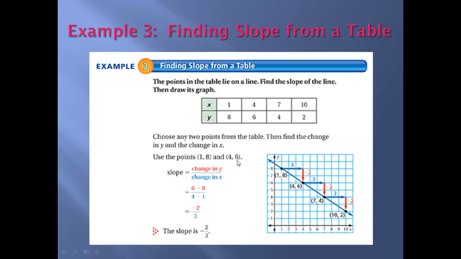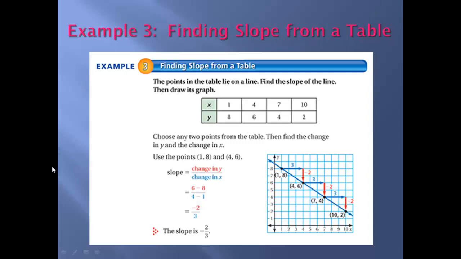The 6 is the y value in the second coordinate, and the 8 is the y value in the first one. So we have 6 minus 8. Now we're going to do the change in y for the denominator. Since we started with the 6, we have to start with the 4 when we do the change in y, so we'll do 4 minus 1 for the denominator. 6 minus 8 is negative 2, and 4 minus 1 is 3. So our slope is negative 2/3.